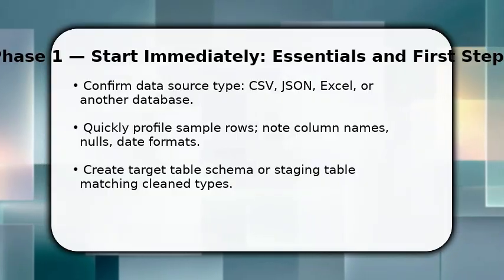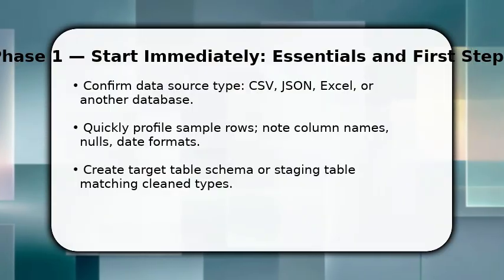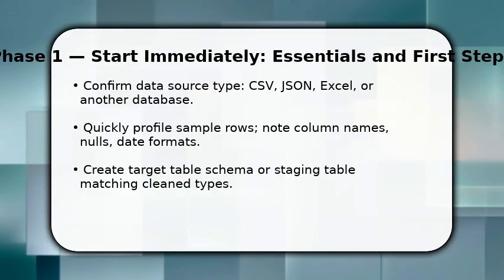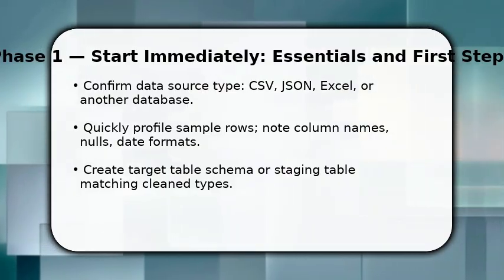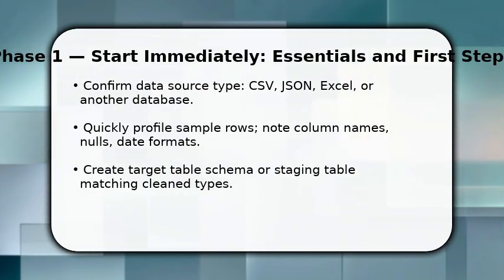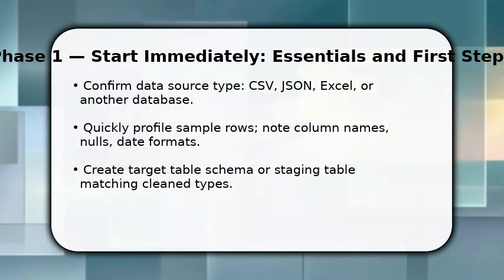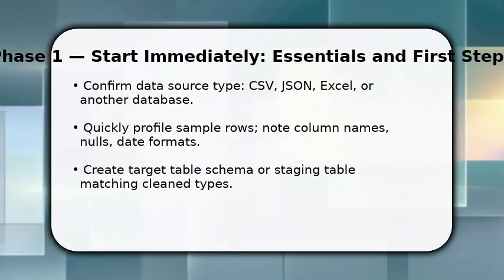You begin by confirming the source and sampling data so you know what you're importing and why. Once done, map source fields to the target schema and create a staging table if you need transformations. Make sure to standardize dates and numeric types now and remove obvious header rows or encoding issues.